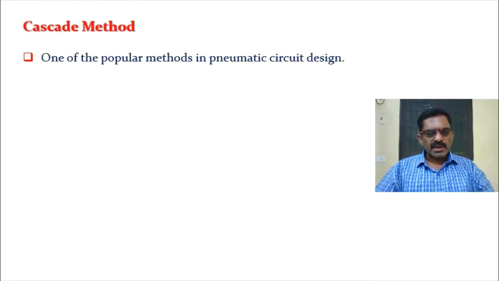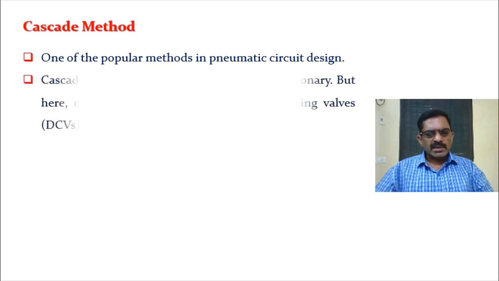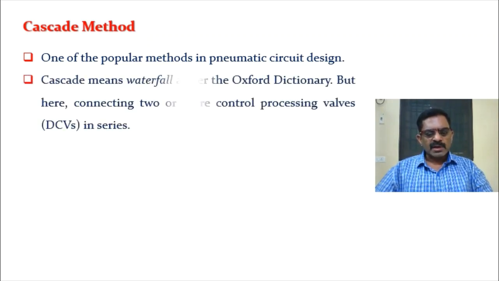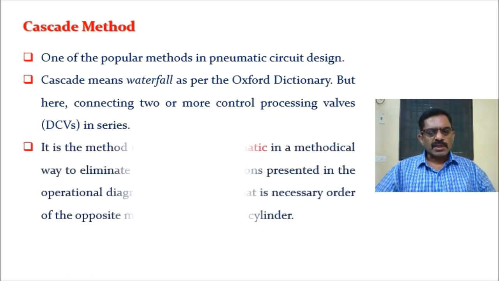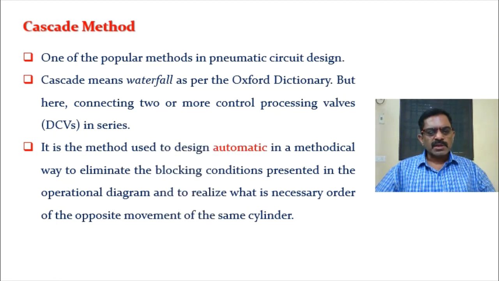Cascade method is a very popular method in pneumatic circuit design, and cascade means waterfall as per the Oxford dictionary, but here it means connecting two or more control processing valves, that is nothing but DCVs, in series. So we are going to connect a number of DCVs, and we have to connect those valves properly and see the proper working of this circuit. Cascade design is the method used to design automatic circuits in a methodological way.